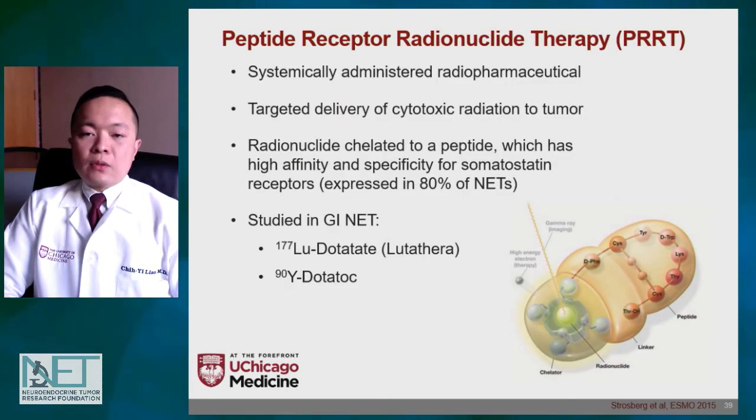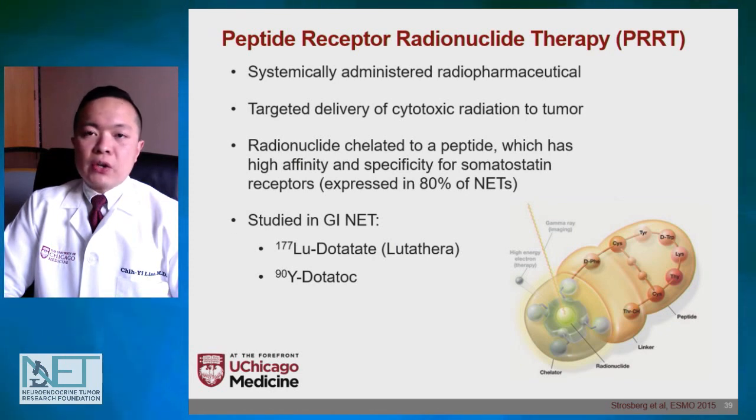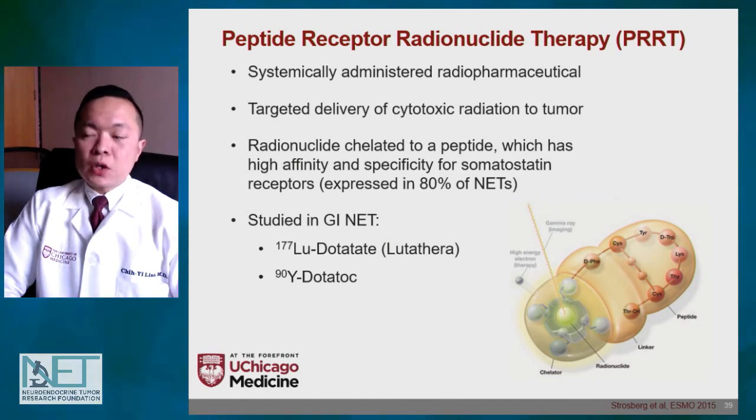And we have a treatment modality called peptide receptor radionuclide therapy, or PRRT, which is a systemically delivered radioactive drug. And it takes advantage of the fact that most of these neuroendocrine tumor cells express the somatostatin receptor. So the drug binds to the somatostatin receptor and delivers a radioactive compound with it. So one example is lutetium DOTATATE or Lutathera, which is the PRRT drug that is currently FDA approved in the US right now.